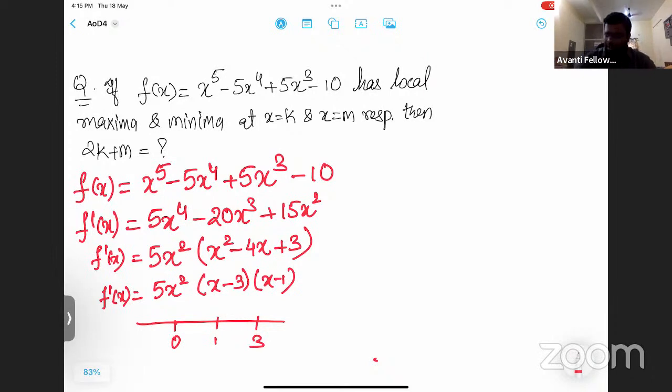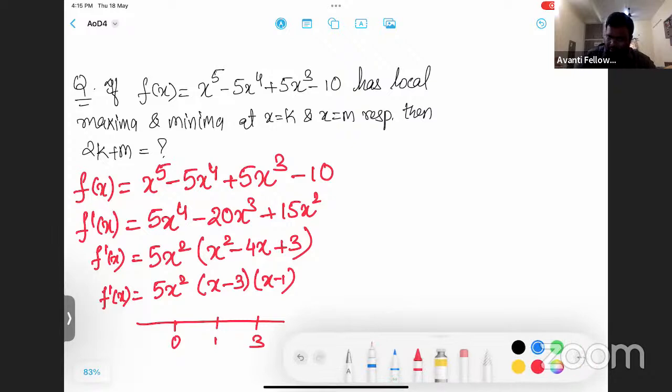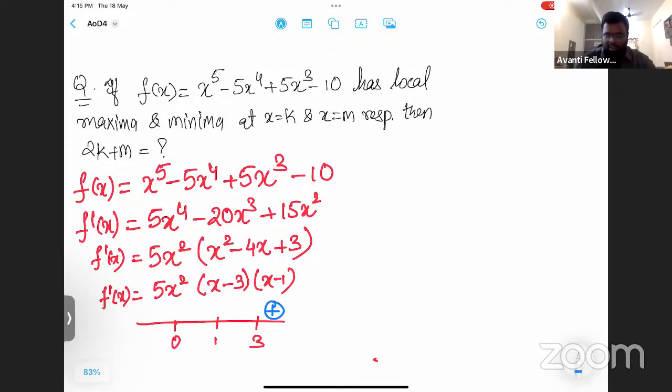We'll start from the rightmost end. This is positive since the power of x minus 3 is 1, so it will change the sign. This will be negative. This again will be positive, and this will be negative. Sorry, positive, because the power of 0 is even. If you have any doubts, please ask how this is happening. By crossing 3, it's positive to negative. Crossing 1, negative to positive because the powers are odd. For crossing 0, the power is even, so the sign will not change, positive to positive.